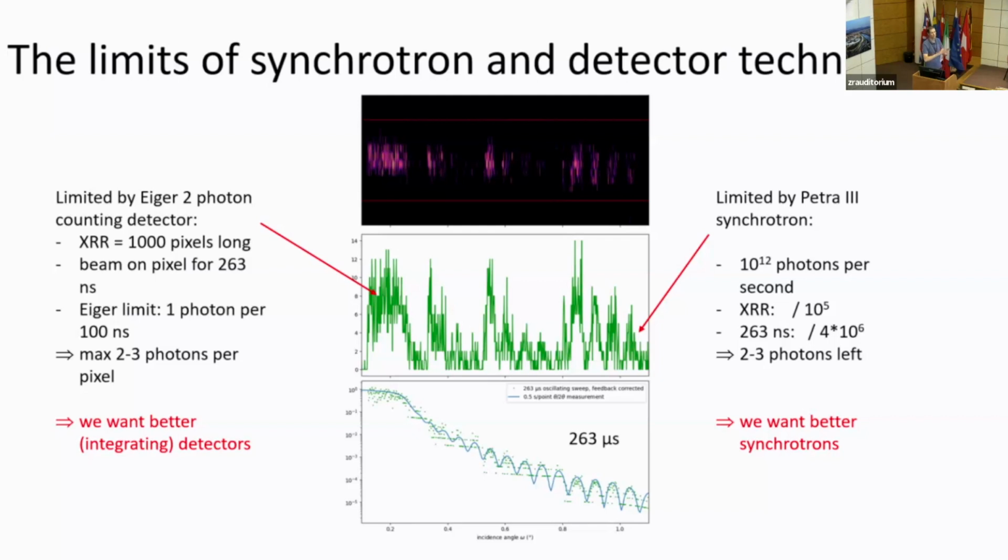But here I really used it to the fullest, because out here we are limited by the photon flux of the synchrotron. We start with 10 to the 12. The reflectivity has dropped by 10 to the 5. Each pixel only sees the beam for 263 nanoseconds. So in total, only 2 to 3 photons from our primary beam are left on this side. And then it's also noisy over here, which is even sadder.